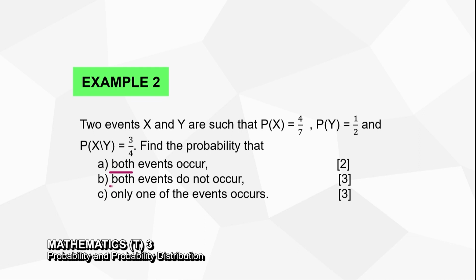Then next one, if you notice part B, they ask you to find both do not occur. That means if you don't know the formula, you cannot answer this question. Then next one, only one of the events occurs. To answer these three parts of the question, you need to convert the probability statement into set notation. So let us see.